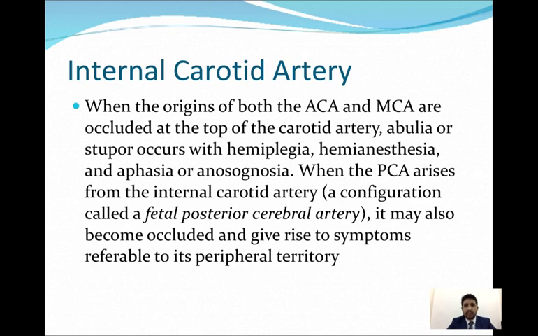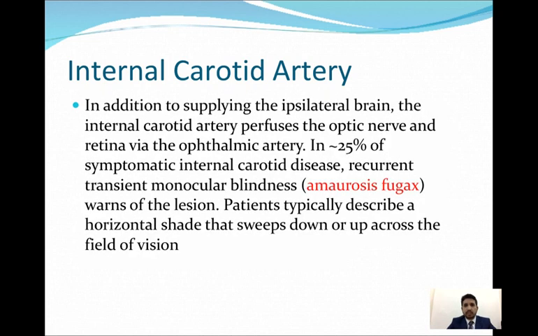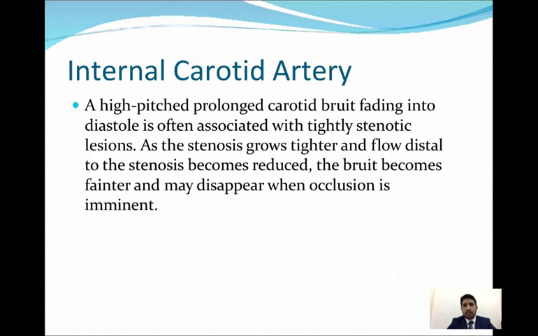One very important point: the internal carotid artery does not only give branches like the middle cerebral artery and anterior cerebral artery, it also gives branches like the ophthalmic artery. If the ophthalmic artery is blocked, then we can see amaurosis fugax, which is transient, or it can be permanent. The patient typically presents with a horizontal shade that sweeps down or up across the field of vision. When the internal carotid artery is blocked, we can hear a bruit, called a carotid bruit, but as the stenosis progresses, the bruit may disappear.